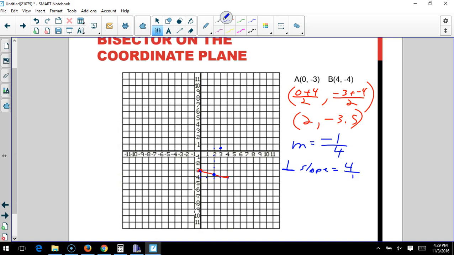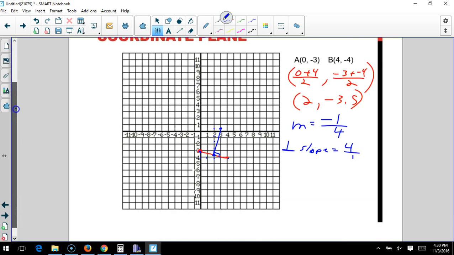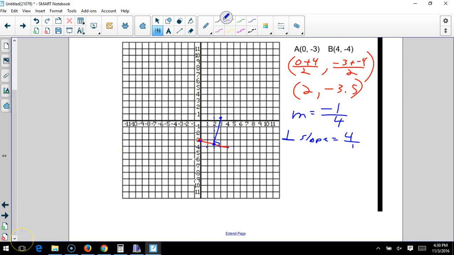So again, we start at the midpoint, and it's hard here because we're halfway through. So we're going to go up 1, up 2, up 3, up 4, and right 1. And that is going to be 90 degrees to that line. So we're going to use this slope and our point, (2, -3.5), to write our equation.